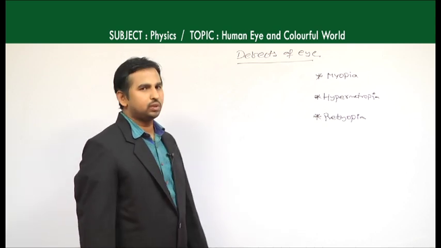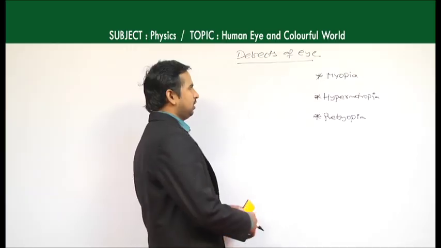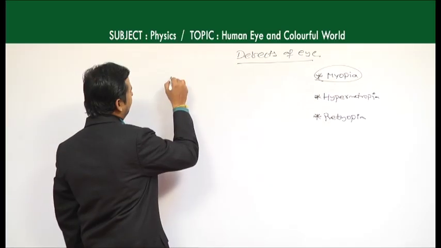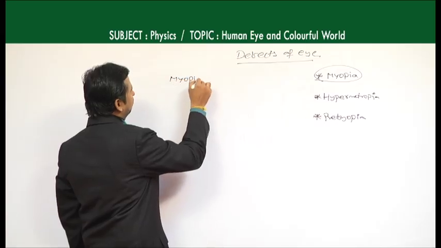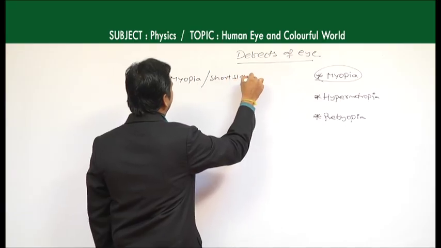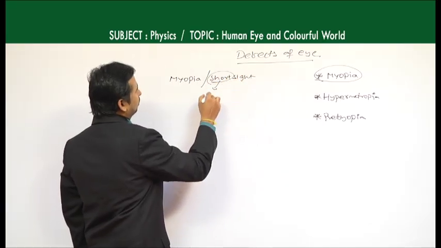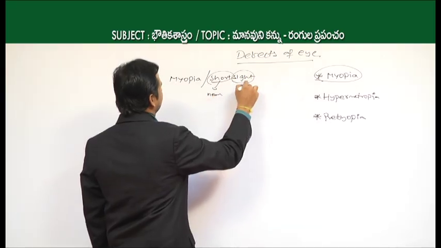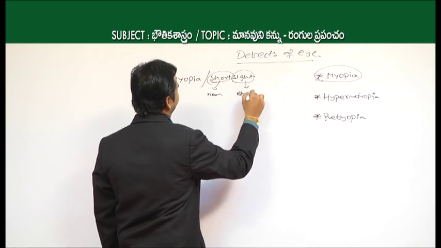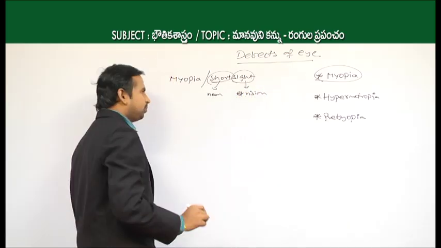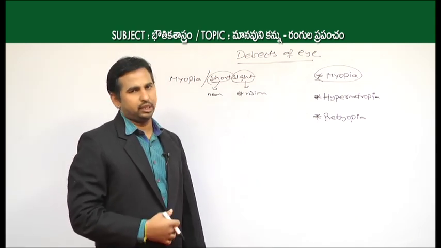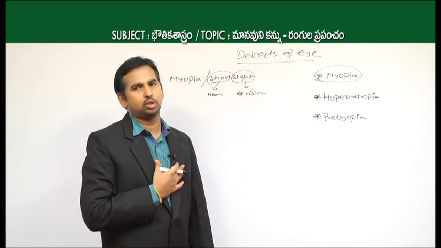Okay. Now, the first one is myopia, which we also call short sightedness, or short sight. Short means a near distance. Sight means vision, that is, how clearly we can see. So the meaning of short sight is that we can see near distant objects very clearly.